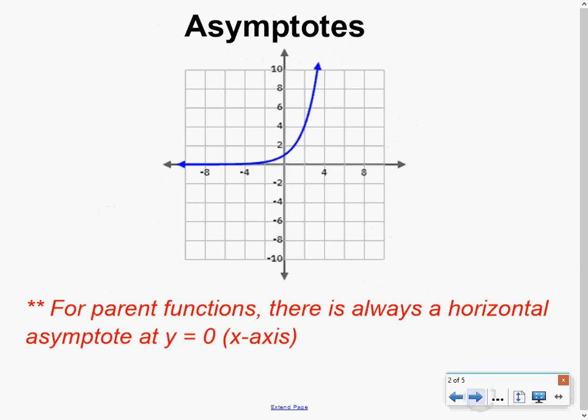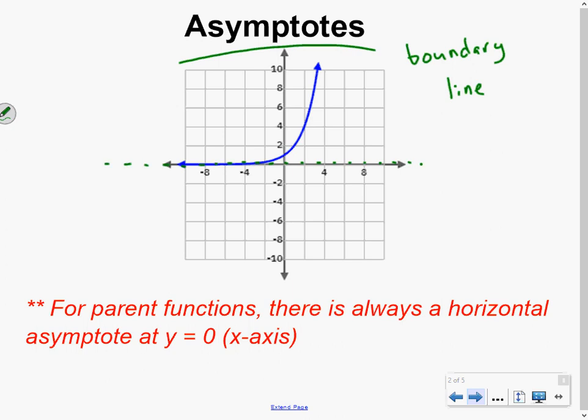Now, anytime we have an exponential function, we're going to have something new that we haven't talked about for any other kind of function so far this year: an asymptote. I want you to think about it as a boundary line. For exponential functions, the parent function is going to have a horizontal asymptote at y equals 0, which is just going to be the x-axis here.